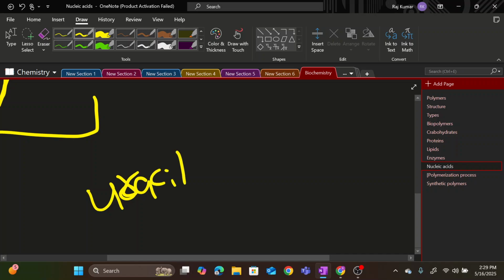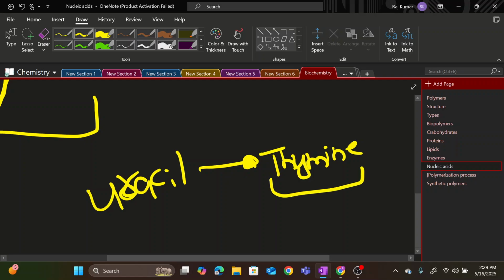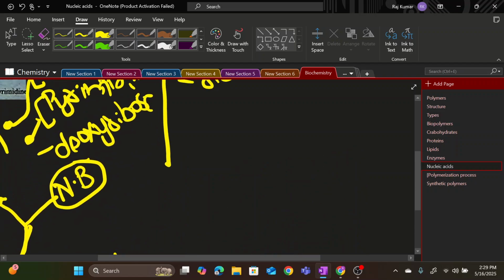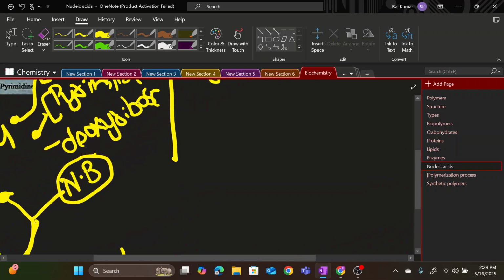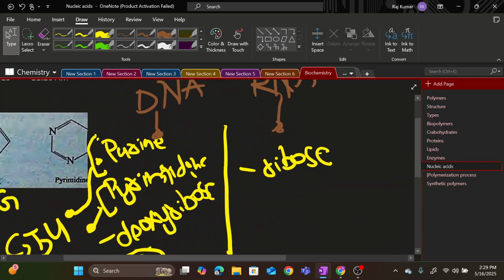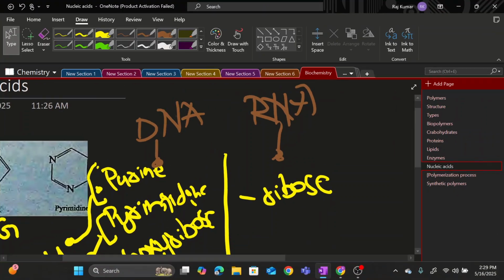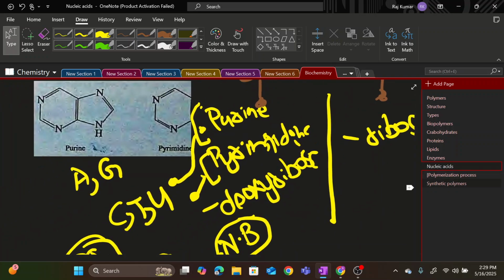The other important thing is, what is thymine? When I add a methyl group on the third carbon of uracil, I actually get thymine. So basically, thymine is a more stable version of uracil. 3-methyl uracil is thymine. This is another important fact. On the other hand, we have the phosphate group. The phosphate group is the part which makes it pretty acidic, and that's what makes it actually a nucleic acid.